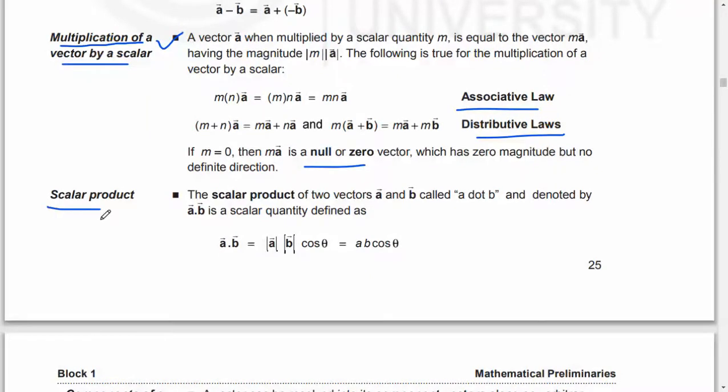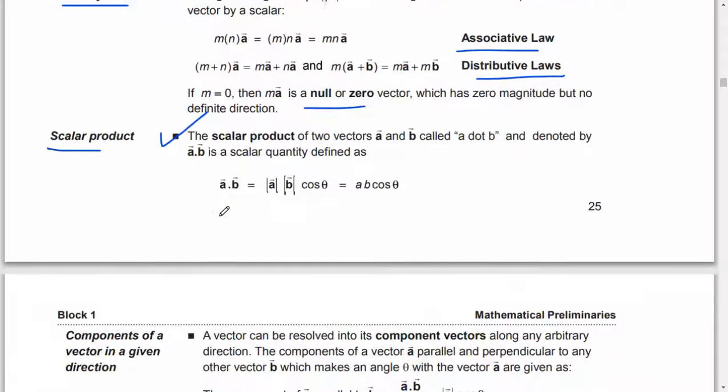Scalar product. The scalar product of two vectors A and B, called A dot B and denoted by A dot B, is the scalar quantity defined as A dot B equal to mod of A into mod of B cos theta, AB cos theta.